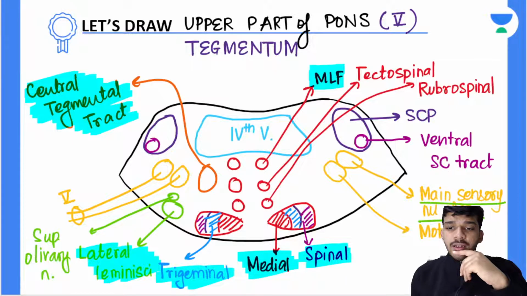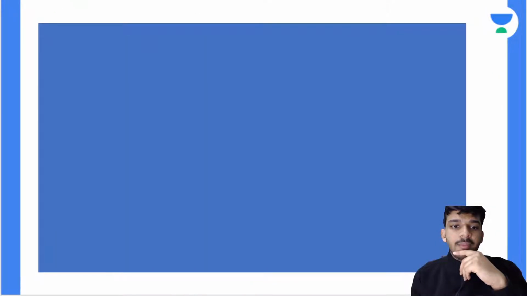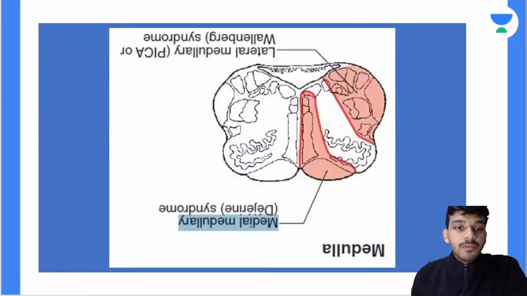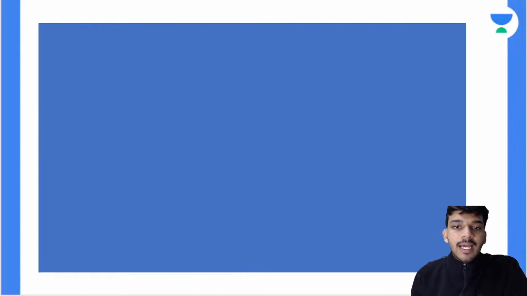So it's time for the clinical correlates. Remember, we had done the medial medullary syndrome called the Dejerine syndrome and the lateral medullary syndrome called the Wallenberg syndrome. Do you remember? Okay. So now it's time for clinical anatomy of the pons.